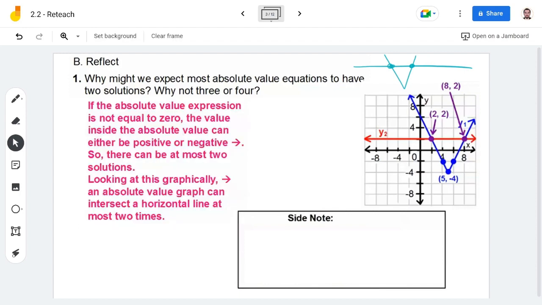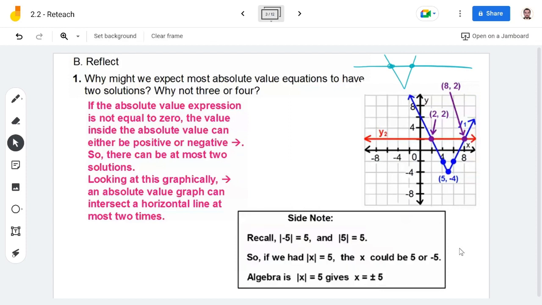If you read here, if the absolute value expression is not equal to 0, the value inside the absolute value can either be positive or negative. So there can be at most two solutions. Looking at it graphically, an absolute value graph can intersect a horizontal line at most 2 points. Or you can follow this note here.